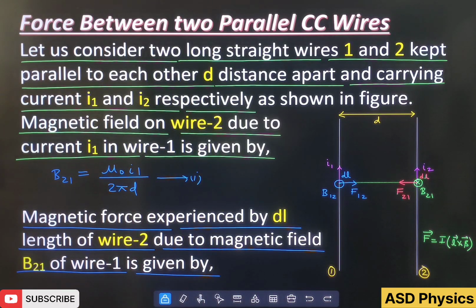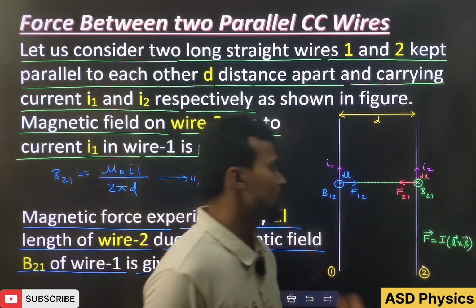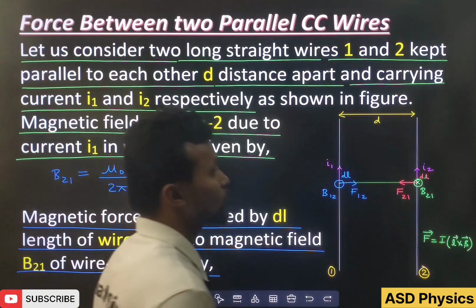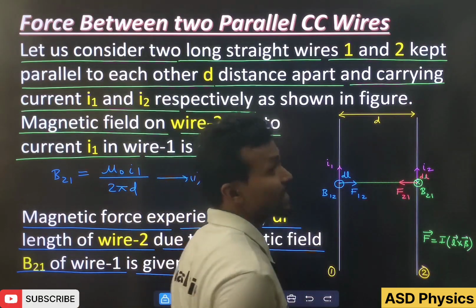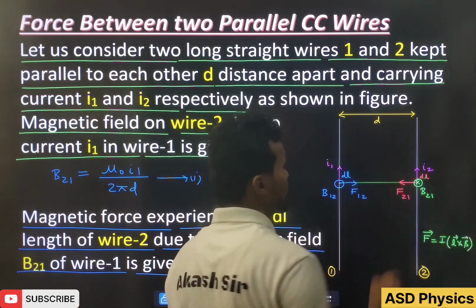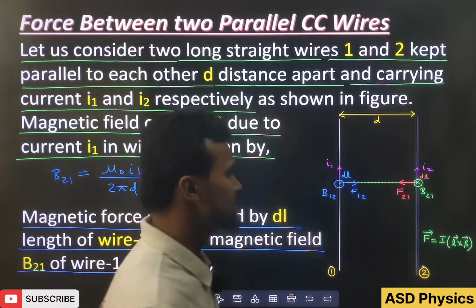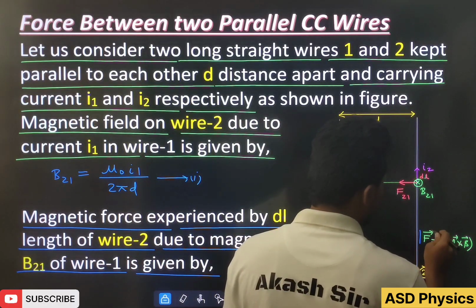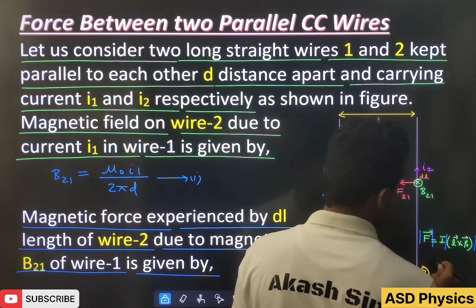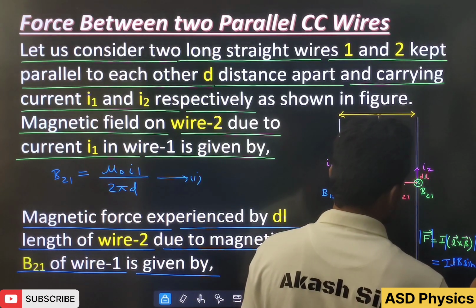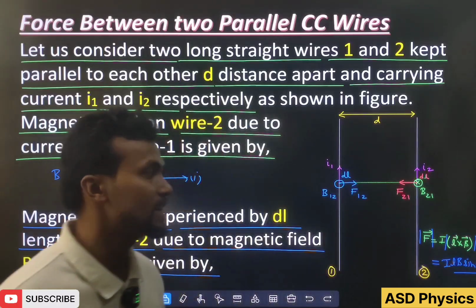Okay, that means I am going to calculate this F21. Can you tell me what is the angle between the current element and the magnetic field? You can see very well the current element is along the y direction and the magnetic field is along the negative z direction, inside the board. So they are making how much angle? 90 degree, is it? And if I write here the magnitude, this used to be ILB sine theta, and in this situation theta is 90 degree.